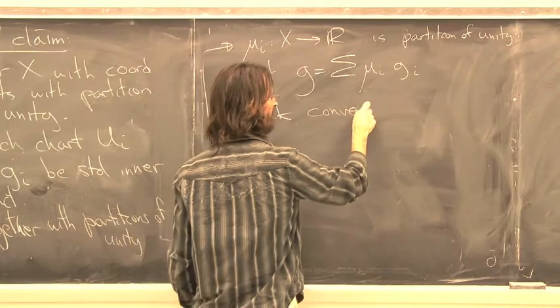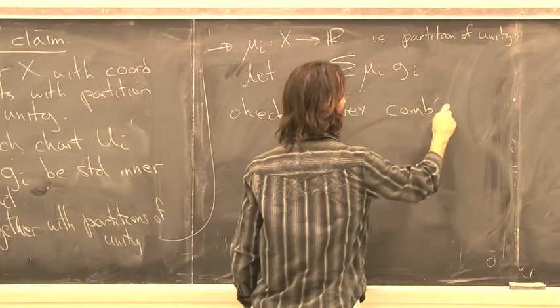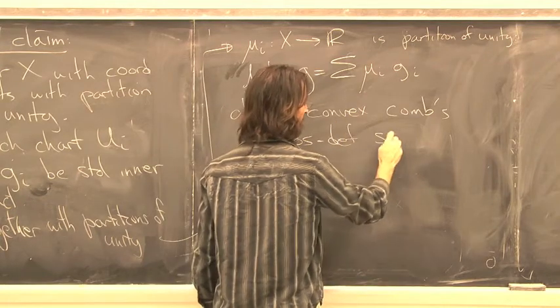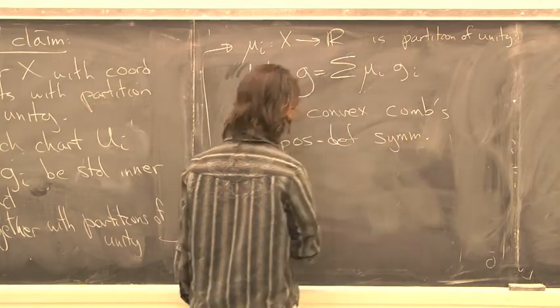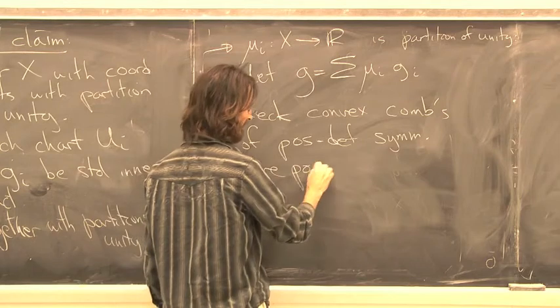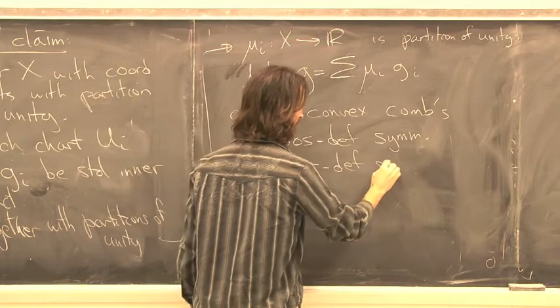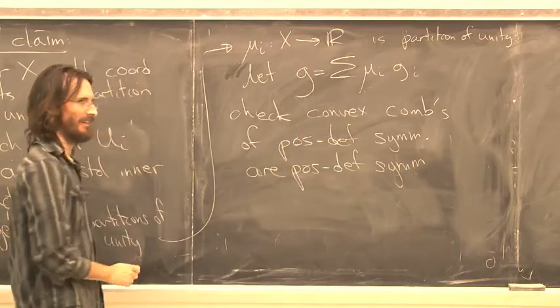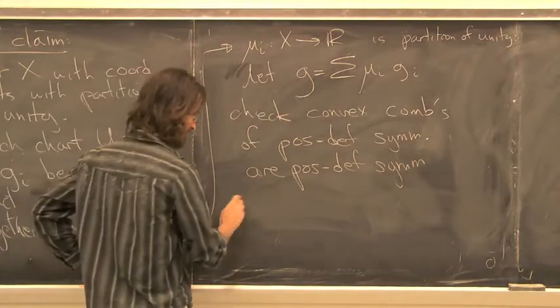Convex combinations of symmetric matrices are positive definite symmetric matrices. And the symmetric part is trivial and the positive definite part is only slightly less trivial. Just do the basic case.